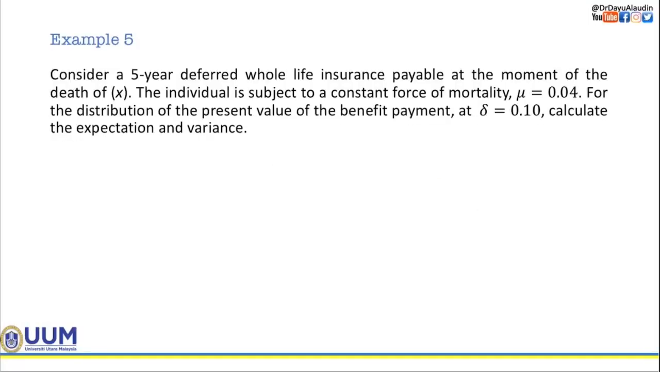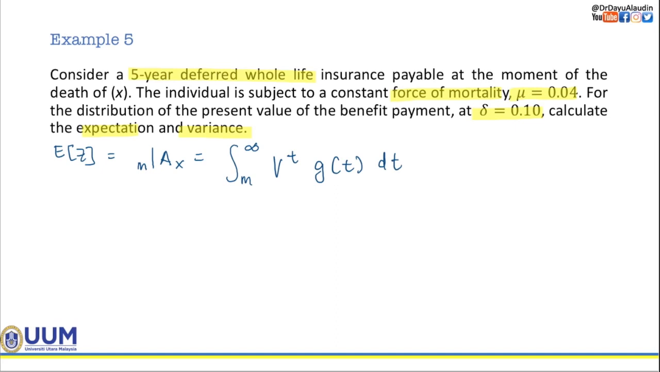Let's try example 5. First, we look at the information given. It is a 5-year deferred whole life insurance, and the force of mortality, mu, is equal to 0.04, and delta, for the present value function, is 0.10. Calculate the expectation and the variance. It is whole life insurance, so the upper bound is infinity. We start from M, since the benefit will be given only if death happens after M years.